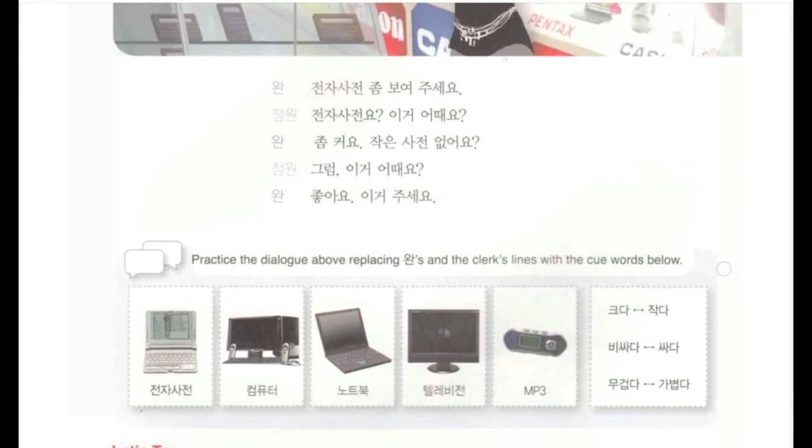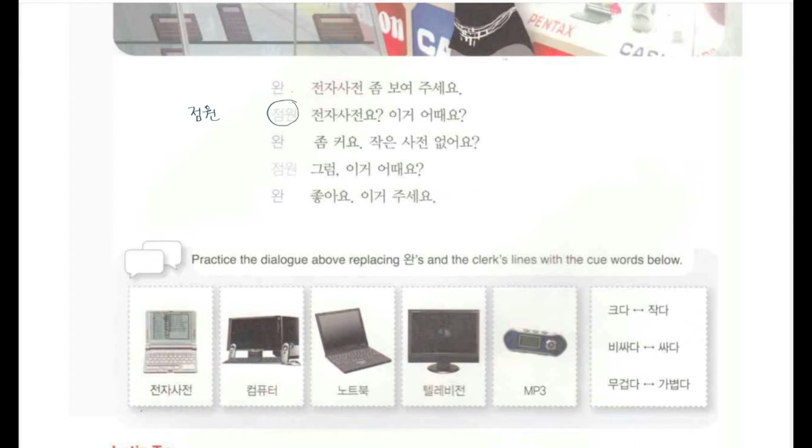Dialogue 같이 연습합시다. 자, I'll read it first. 제가 먼저 읽을게요. Repeat after me. 따라서 읽으세요. Line by line 갑시다. This is a conversation between one and 점원. 점원 뭡니까? Clerk, salesperson. Okay?